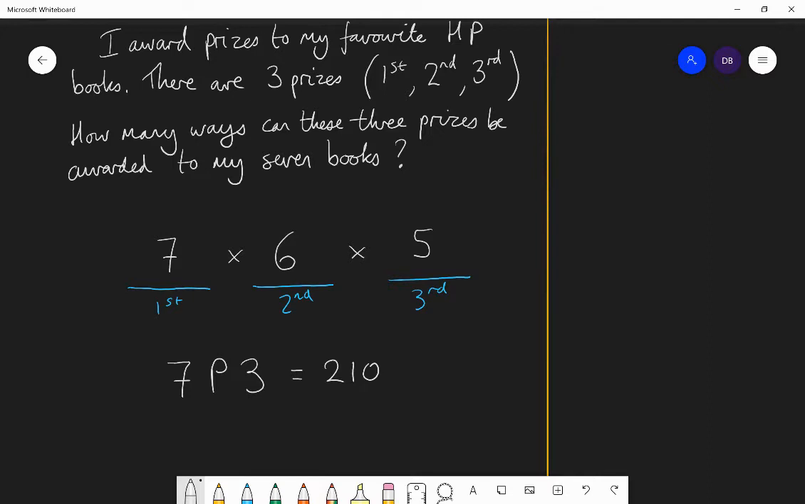Of course, there's only one possible option I'm going to choose. It's going to be Order of the Phoenix, then Goblet of Fire, then Prisoner of Azkaban. But that's by the by. There are 210 possible ways I could have ordered those top 3 prizes.